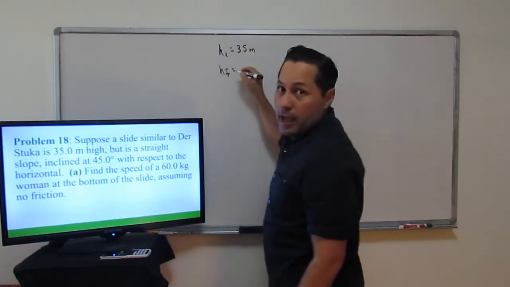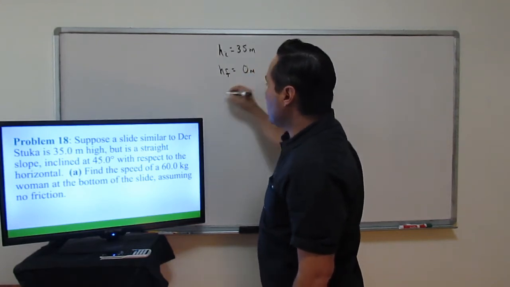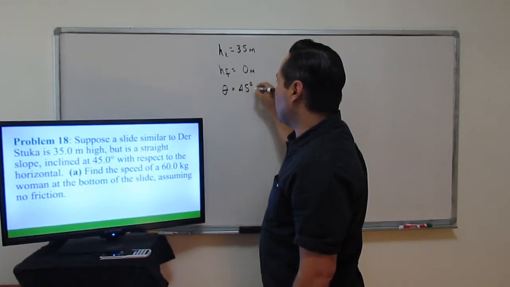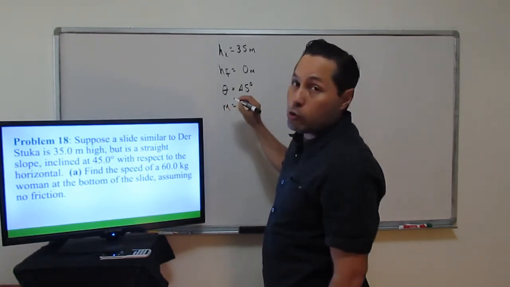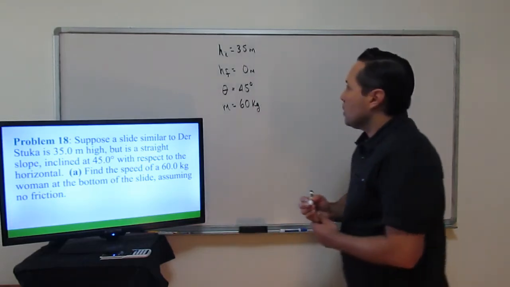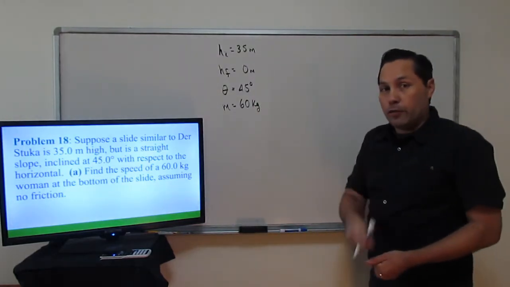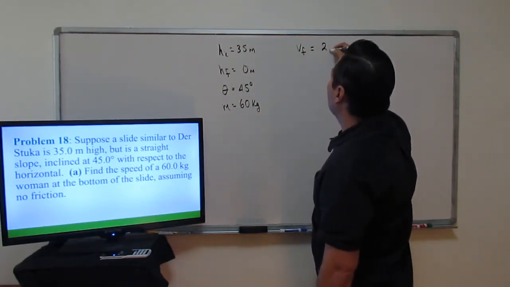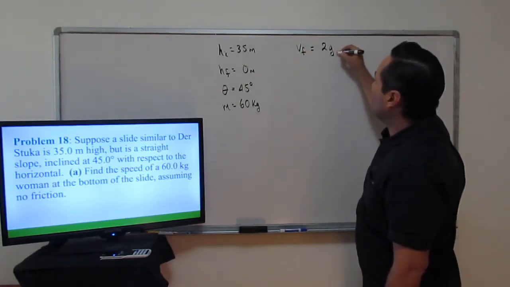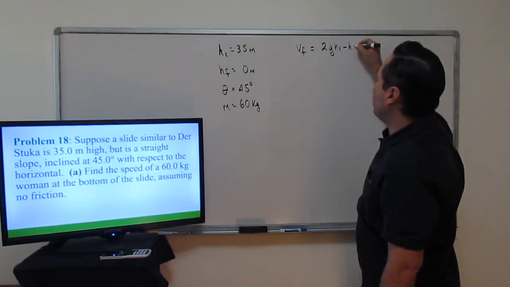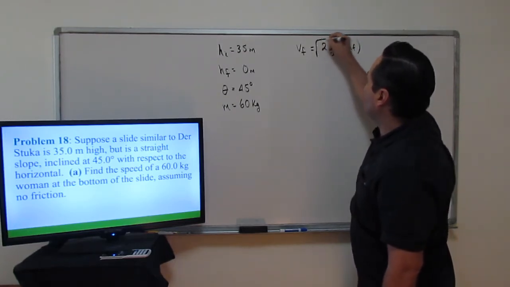Final height at the end, when she gets to the bottom, we're going to say 0 meters. And the angle, which is irrelevant to this problem, is 45 degrees. And the mass of the woman, which is also irrelevant to this problem, is 60 kilograms. Alright, so the formula for her velocity on a frictionless slide, where there's no friction working on it, is the square root of 2 times gravity times (height initial minus height final).